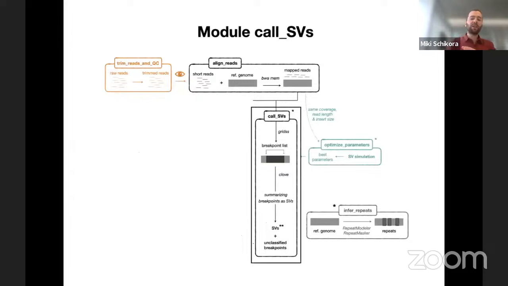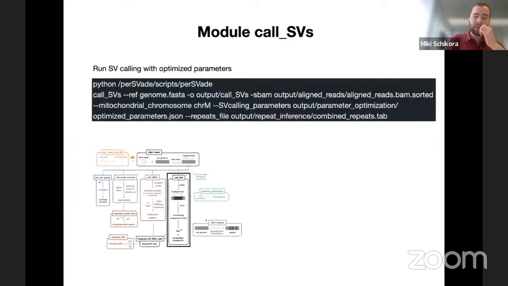The next step is you take these best parameters and you provide them to call SVs, which is the main module of PerSVade, which basically is run like this. And it has basically most of these arguments I have already mentioned before. So there's one that is different, which is you basically provide these SV caller parameters. This would be the path to this JSON file. It's really nice because the JSON file, you can edit it. So you can also customize it however you want. But in principle, you would obtain this file by the optimize parameters module.